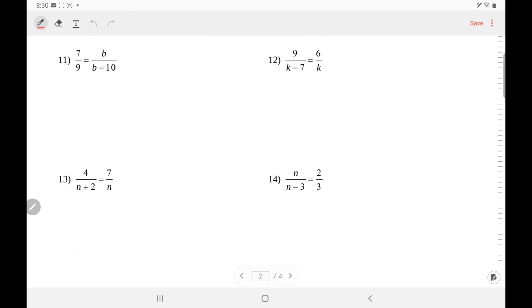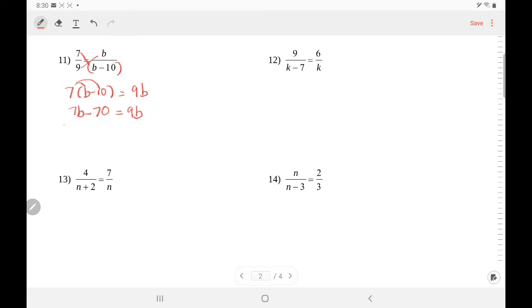Let's try number 11. Cross multiplying, I'm going to go this direction. So I would have 7 times b minus 10 equals 9 times b. Now we have variables on both sides of the equation. Distributing your 7, you have 7b minus 70 equals 9b. Your goal is to get your variables on the same side and isolate it.